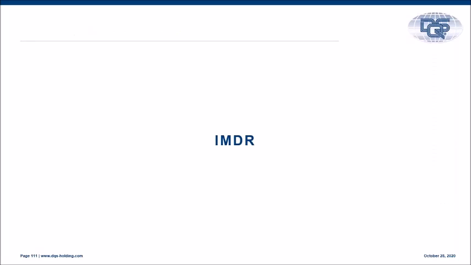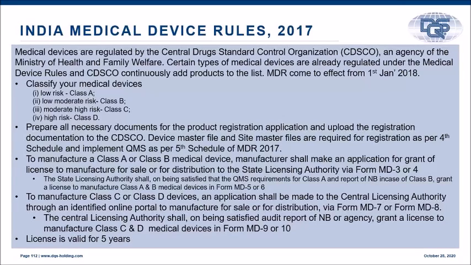A brief touch on Indian medical device regulation. You all know the Indian Medical Device Rules 2017. This has been published, and here also we have classification of devices. Here we call them Class A, B, C, D: low risk, low-moderate, moderate-high risk, and high risk. So this is how the classification works.